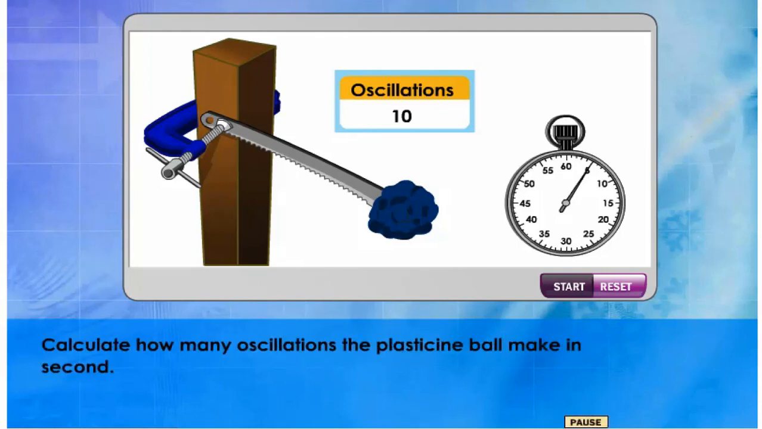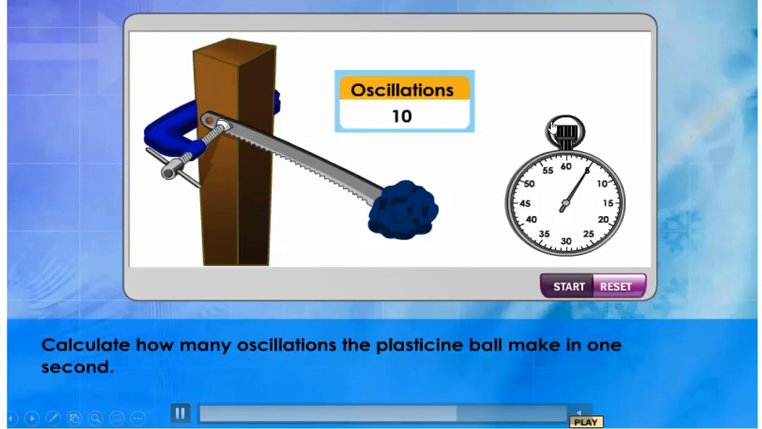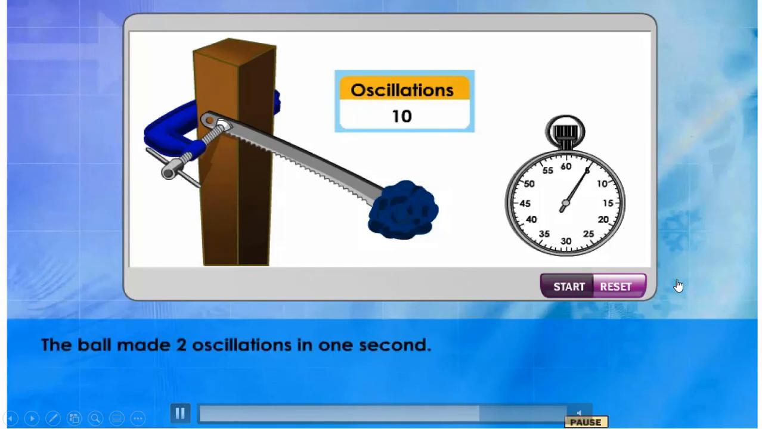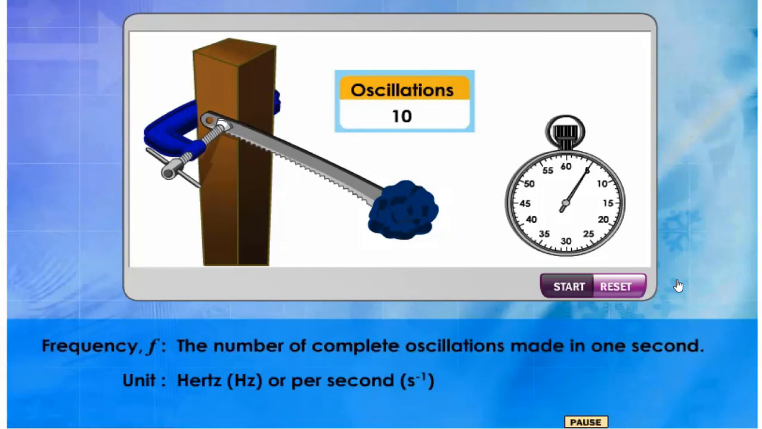Calculate how many oscillations the pendulum ball makes in 1 second. So how are we going to do that? So we have 10 divided by 5. So we get 2 oscillations in 1 second. So we have the next term, frequency, the number of complete oscillations made in 1 second. SI unit is hertz or per second or s minus 1.